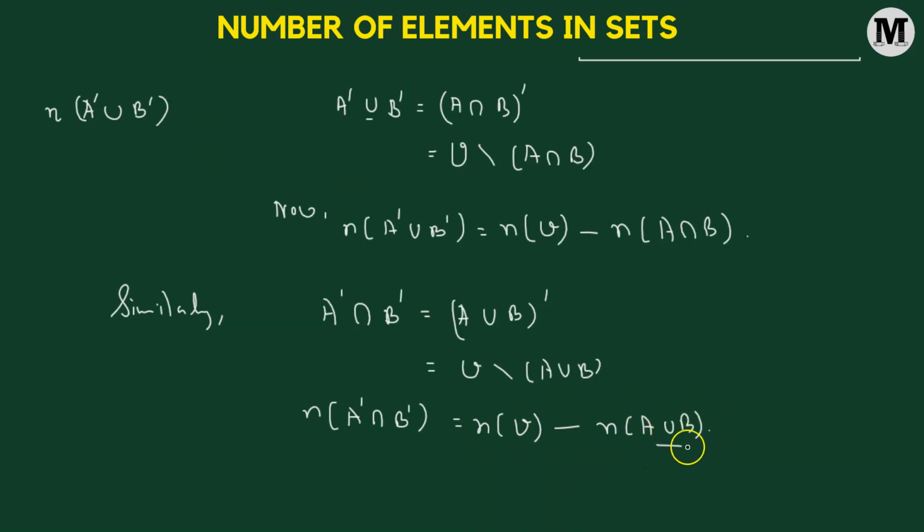Fine. And we can find out A union B. We already have the standard formula. That's n of A plus n of B minus n of A intersection B.